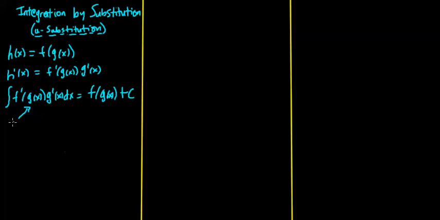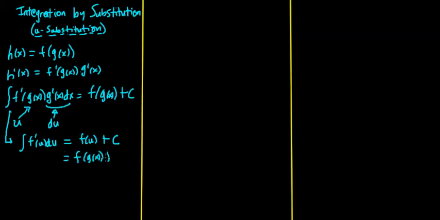If I let u be g of x, if I rename this expression g of x by u, then this becomes the differential du. The derivative of u is g prime of x, so the differential du is g prime of x dx. So this whole thing becomes the integral of f prime of u du. Well, the integral of f prime of u is f of u plus c. But what was u? u was g of x. So this becomes f of g of x plus c as expected.